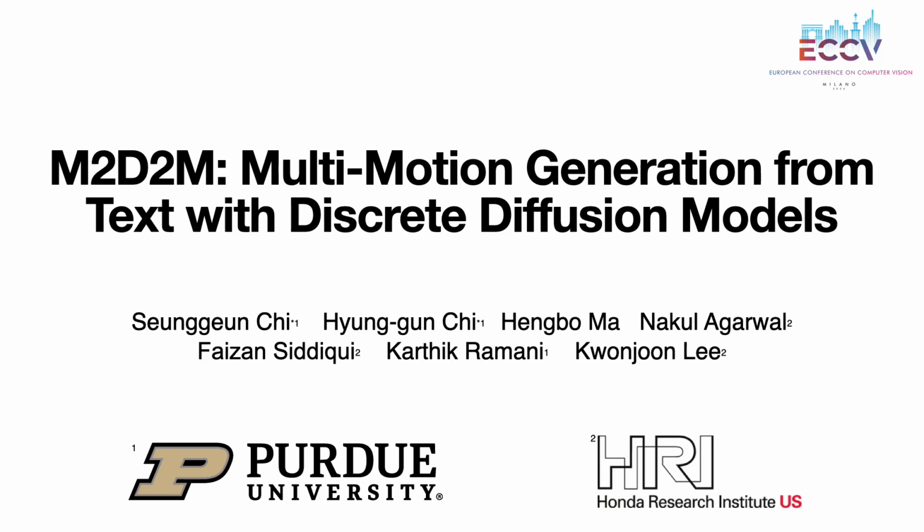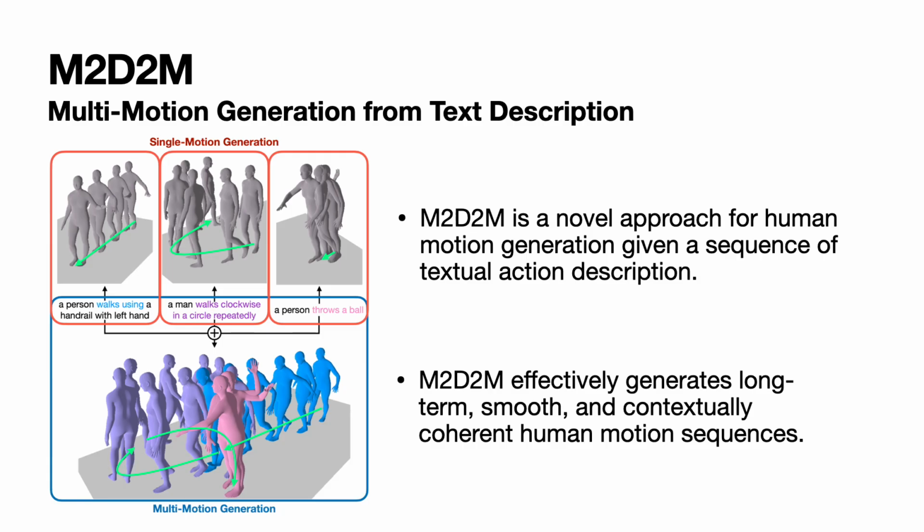This presentation covers M2D2M, multi-motion generation from text with discrete diffusion models. The work is a collaboration between Purdue University and Honda Research Institute. M2D2M introduces a novel method for generating human motion sequences based on text descriptions. The model is capable of producing long, smooth, and contextually coherent motions.